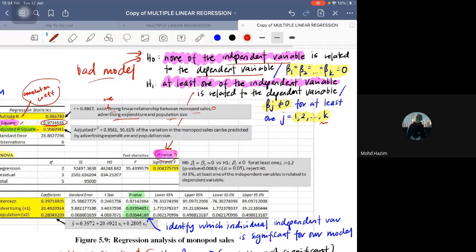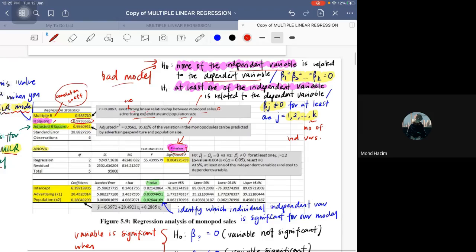If there are two variables, j is just going to be 1 and 2. If I have, for example, 3 variables, j is going to range from 1 to 3, and so on. So k is going to be the number of independent variables that we have in our particular problem.